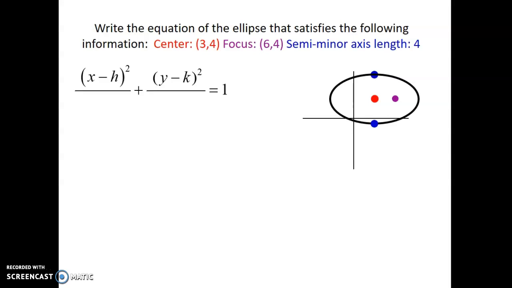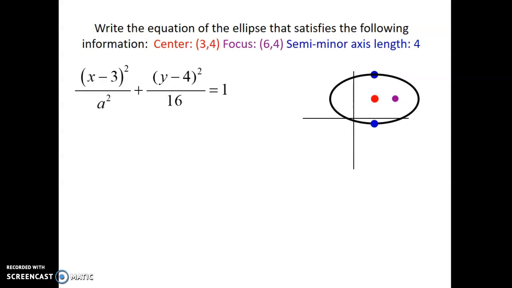So you can start putting stuff into our equation. Because it is horizontally orientated, the a squared value is going to be under the x term, and the b squared is going to be under the y term. We now know the center point is 3, 4, so h and k are -3 and -4. We do know the b squared value, because if we take 4, our minor axis length, and square it, we get 16. What we don't know is the a squared term.